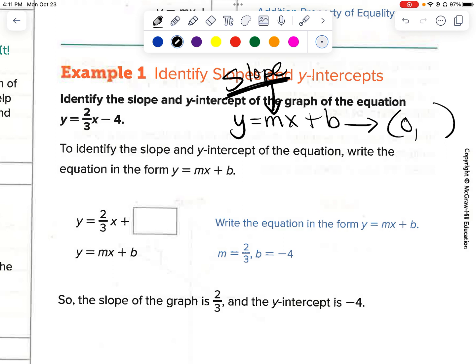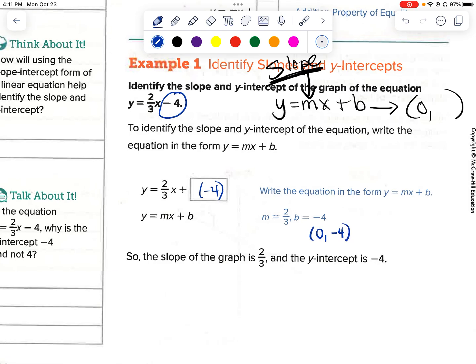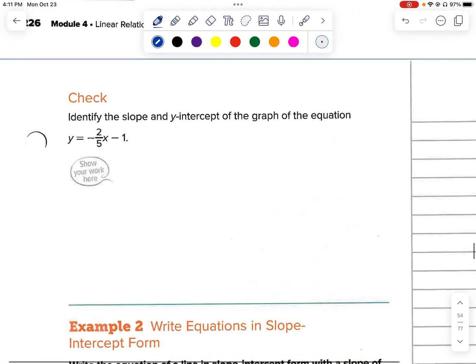So it tells me identify the slope and y-intercept of the graph of the equation. To identify the slope and y-intercept of the equation, write the equation in the form y equals mx plus b. Okay? So they're wanting us to take this minus 4 and write plus negative 4. You don't actually have to do that. So I am not going to let you write b equals negative 4. I'm going to make you write it as this. It helps you on the next unit if you remember that the y-intercept is an actual point.